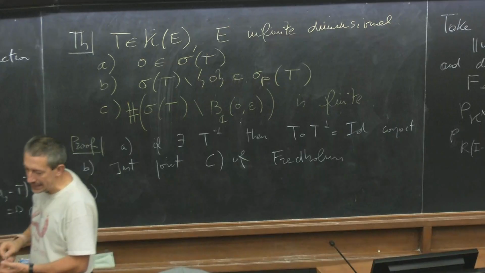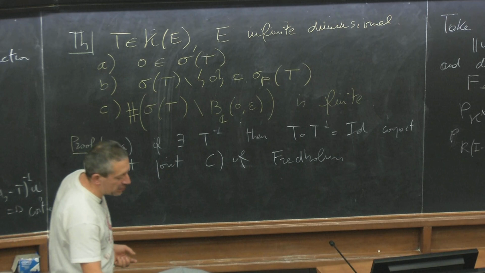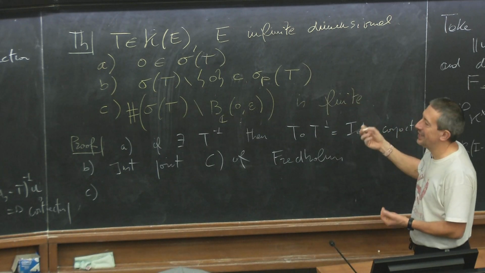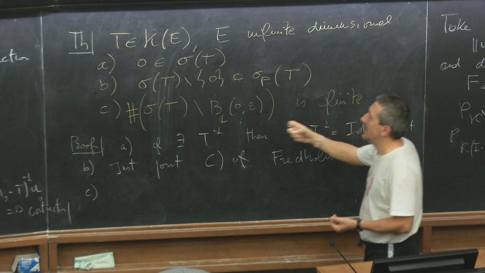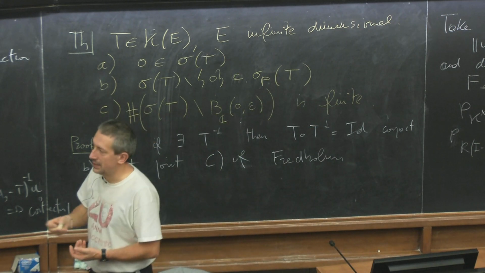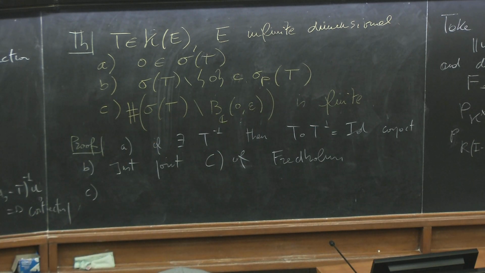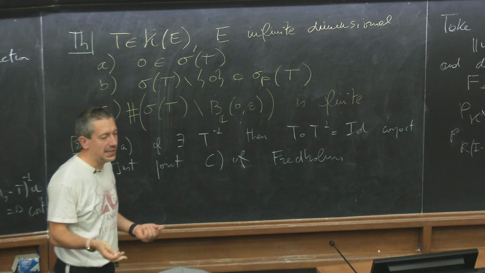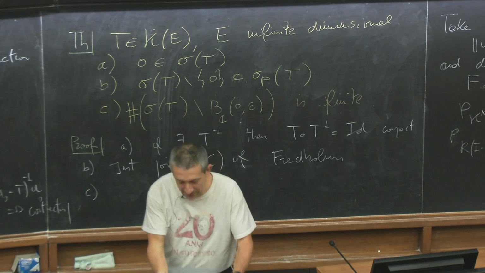So what about point C? Point C is because if you have infinitely many with, let's say, lambda greater than epsilon, then I deduce, essentially, I build a sequence as we did to prove that, for example, this guy is closed. I build a sequence of vectors whose distance is larger than 1/2, for example, and the distance of the image larger than 1/2.